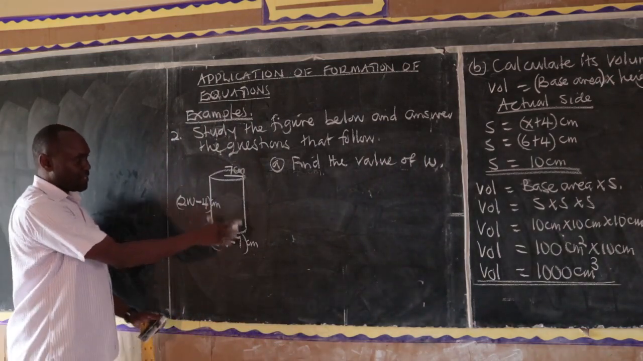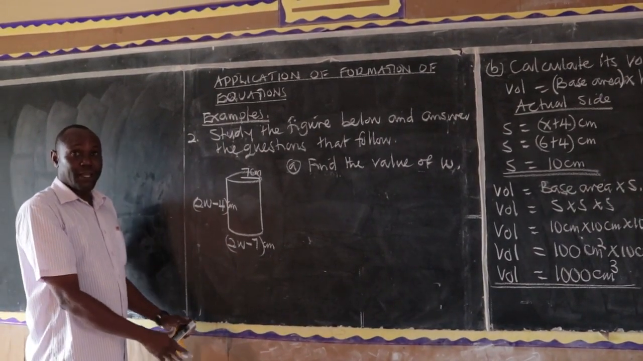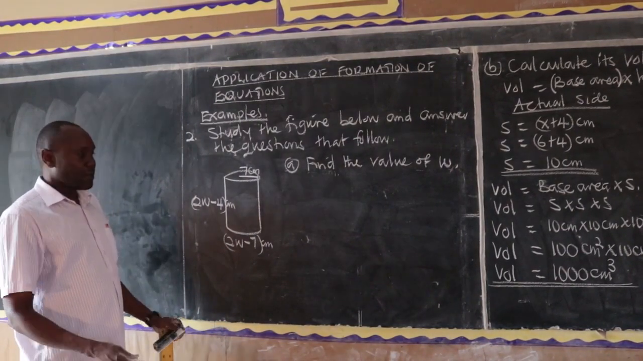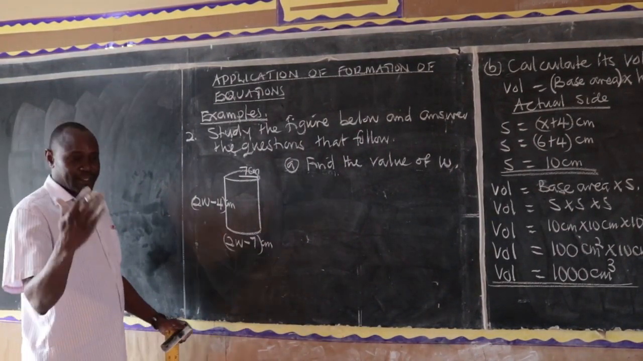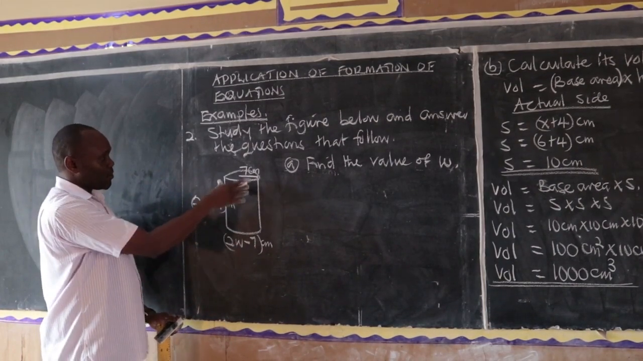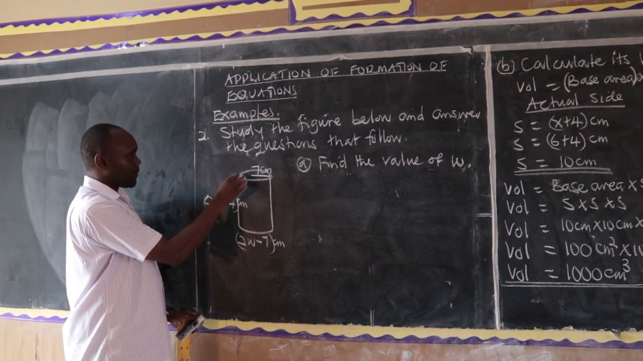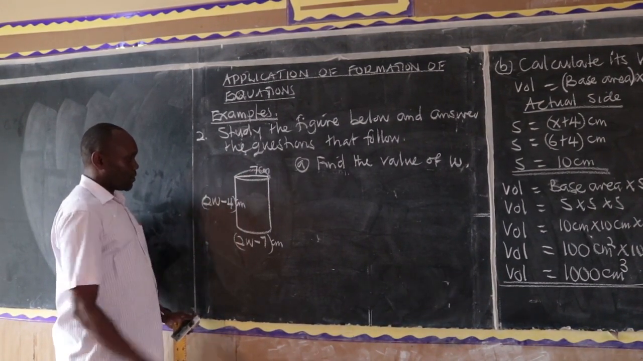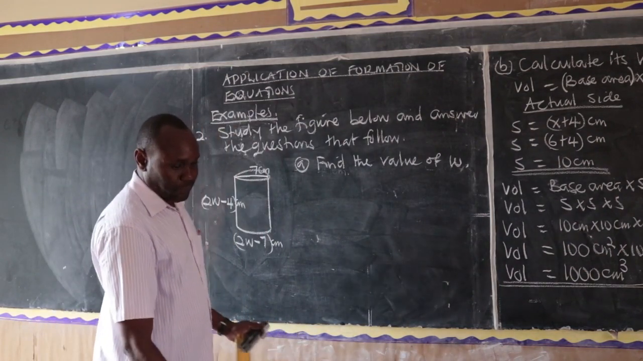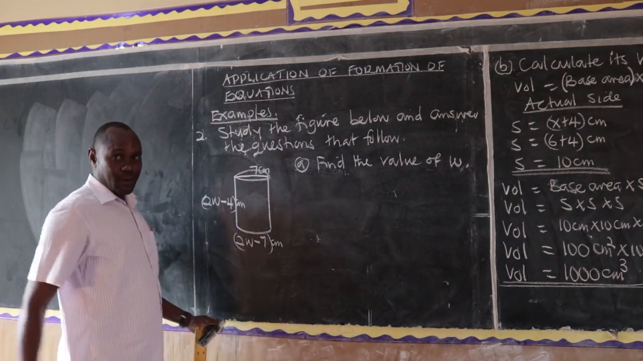I know this figure is new to you, but this is what is common in every family. We have cylindrical cups, these bottles of mineral water. So this is what we call a cylinder. So we should also identify which two sides are equal.